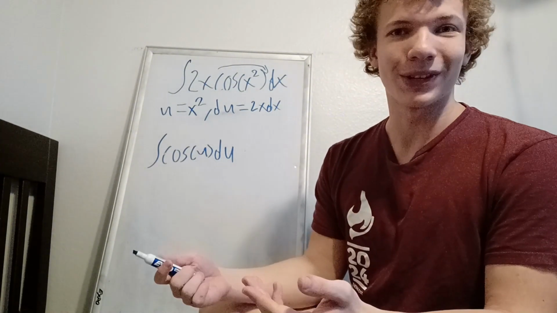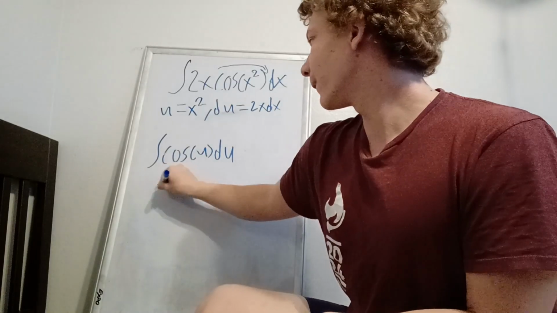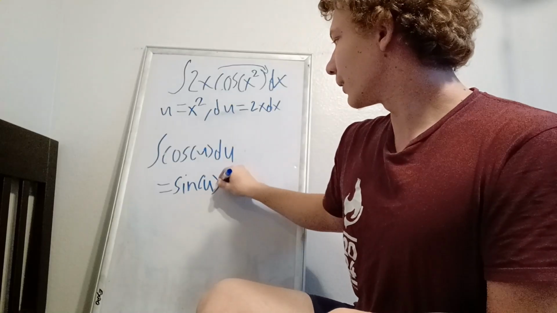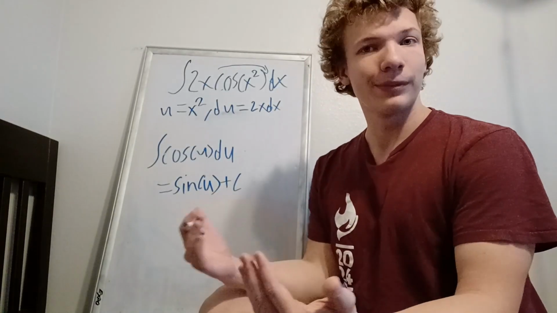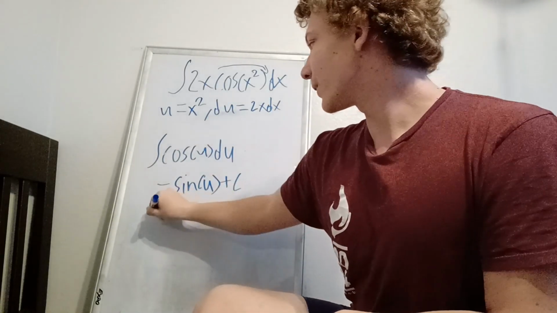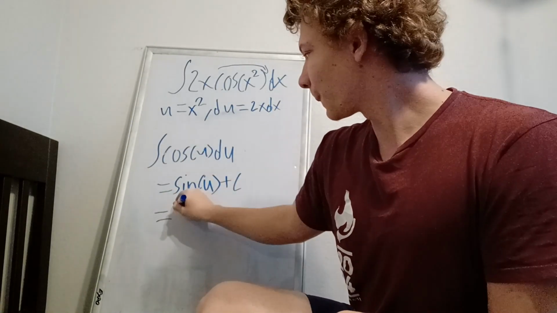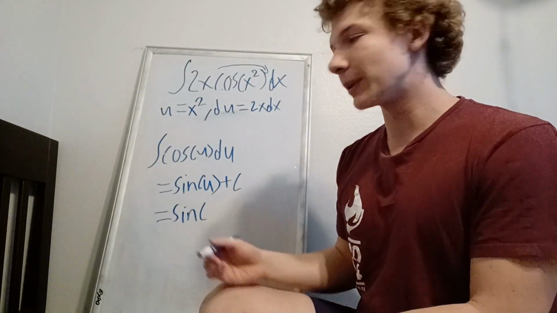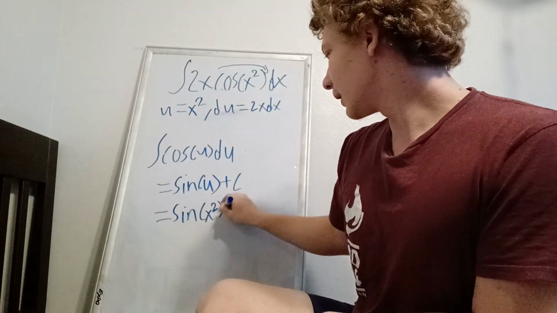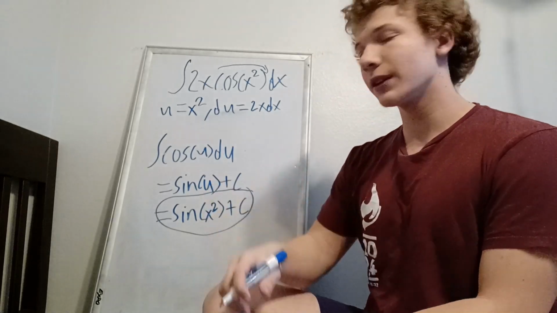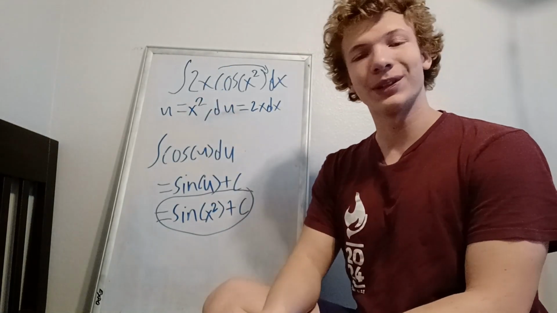Now this one, we should know by now, is just going to be sine u, and of course plus c, or you can put it back into the x world. We know u equals x squared, so we'll use that as our translation tool. Sine doesn't change, and then this inside u is going to be x squared, and then of course still plus c at the end. And this is the final solution for our original integral.